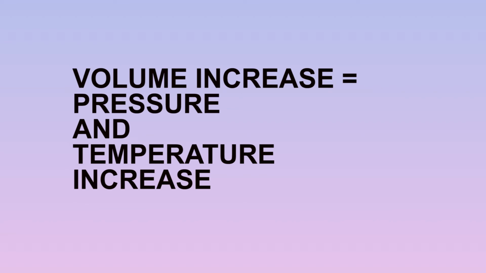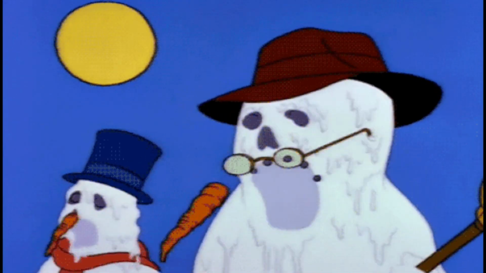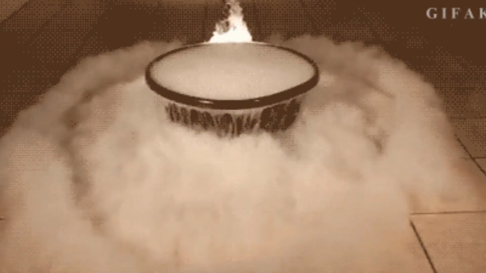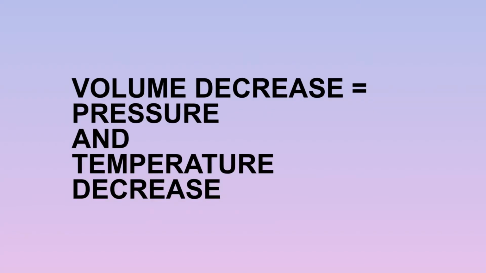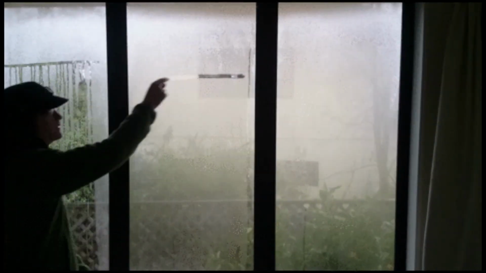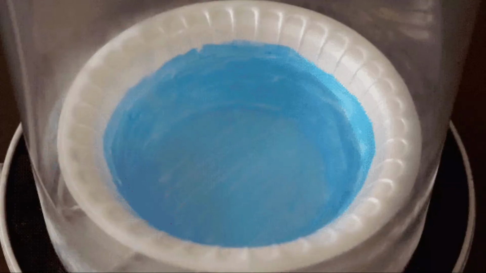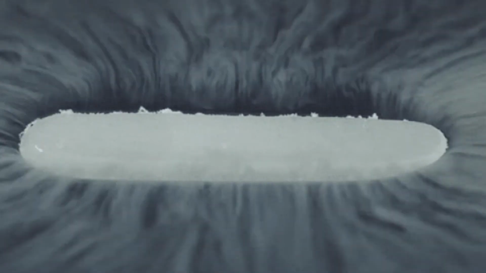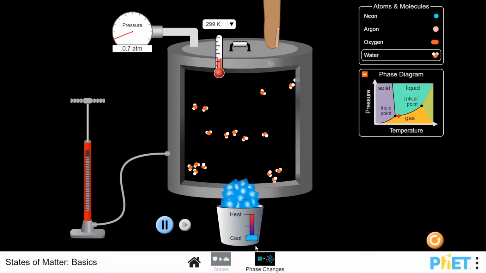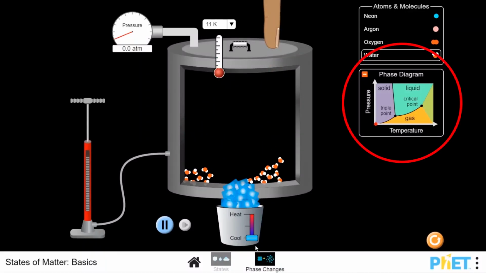And with this increase, we are able to see melting, solid to liquid, vaporization, liquid to gas, and/or sublimation, solid to gas. Vice versa, when we decrease volume, temperature, and pressure, we see either condensation, which is gas to liquid, freezing, liquid to solid, and/or deposition, gas to solid. All of this is shown in the phase diagram graph at the side.